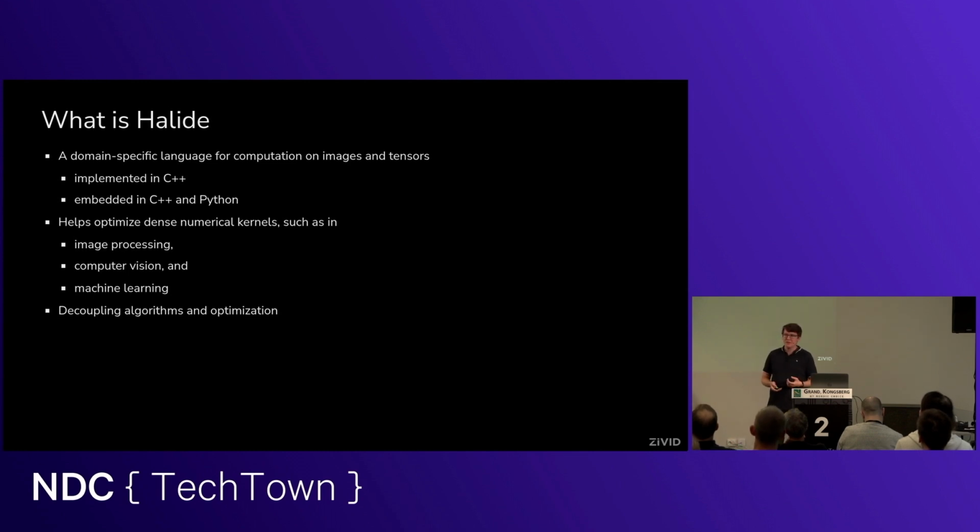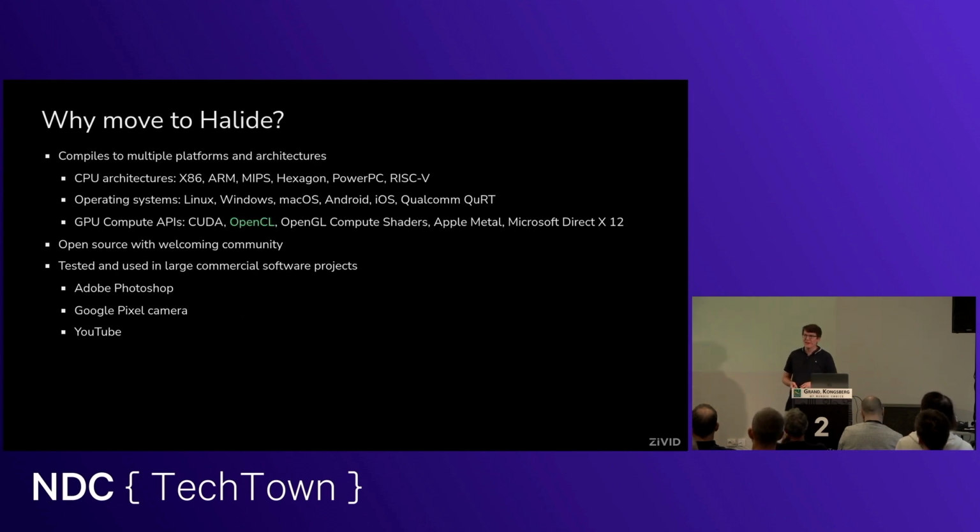It helps optimize dense numerical kernels, such as are used in image processing, in computer vision, and machine learning. And as I mentioned, it is a tool to decouple these algorithms from the optimizations that you want to do. So why did we choose to move to Halide and not just some other framework?